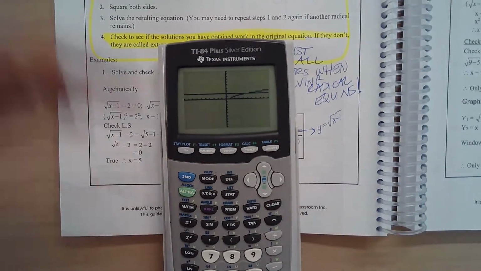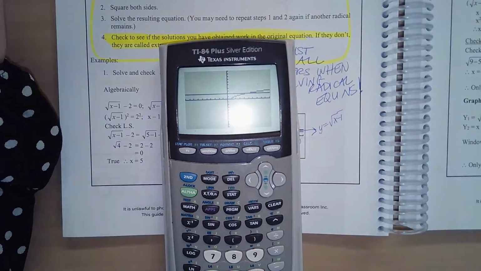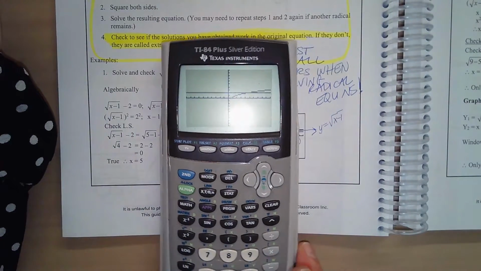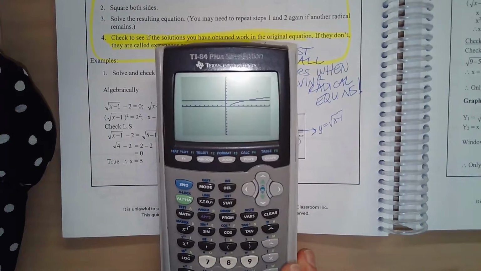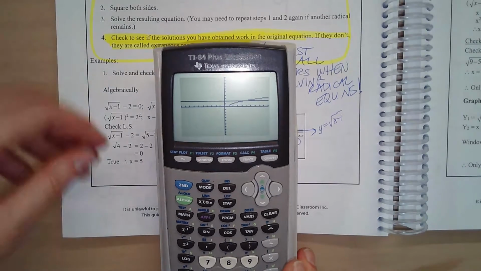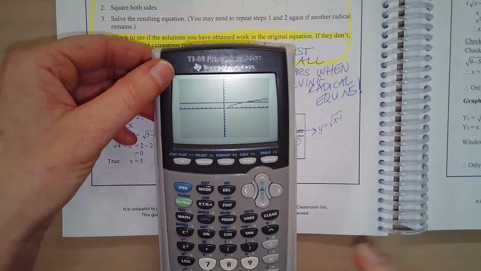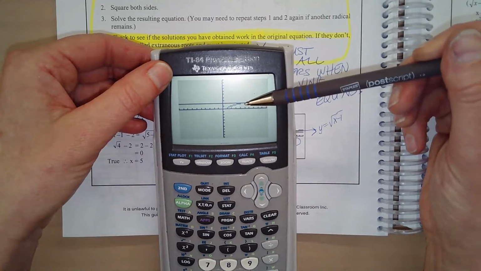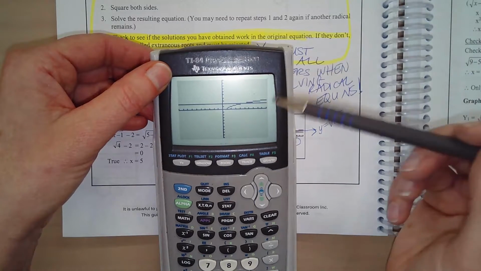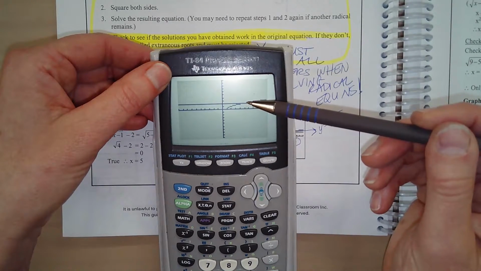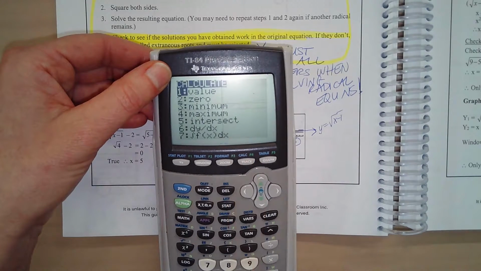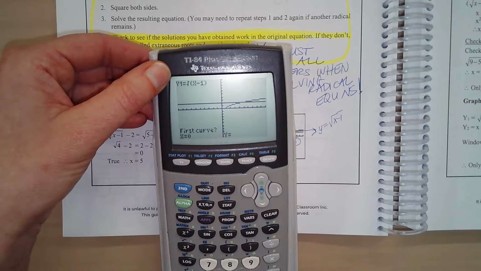This is what we get. I don't know if it's better if I turn my light on or not. No, it's worse, right? Okay. And then what I'm looking for with graphing technology is I'm just seeing if they intersect. And if they intersect, there's a solution. So I use my graphing functions.